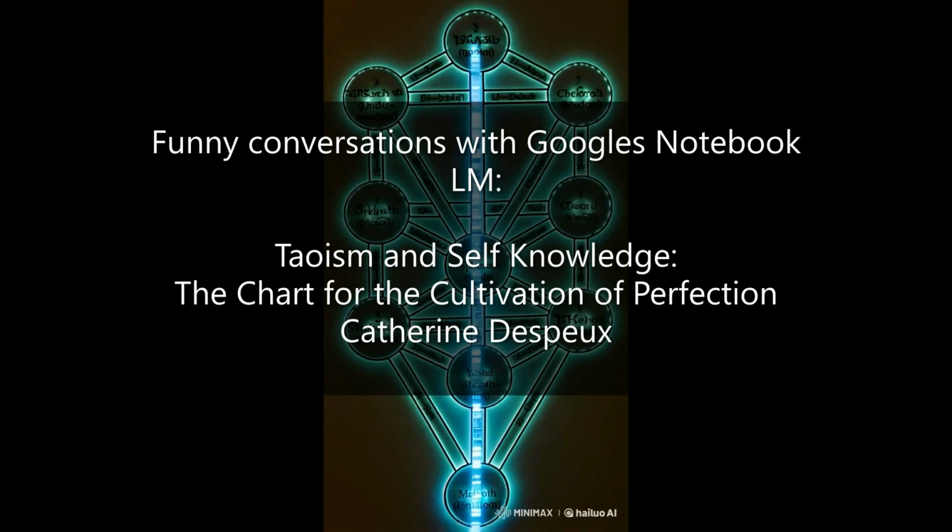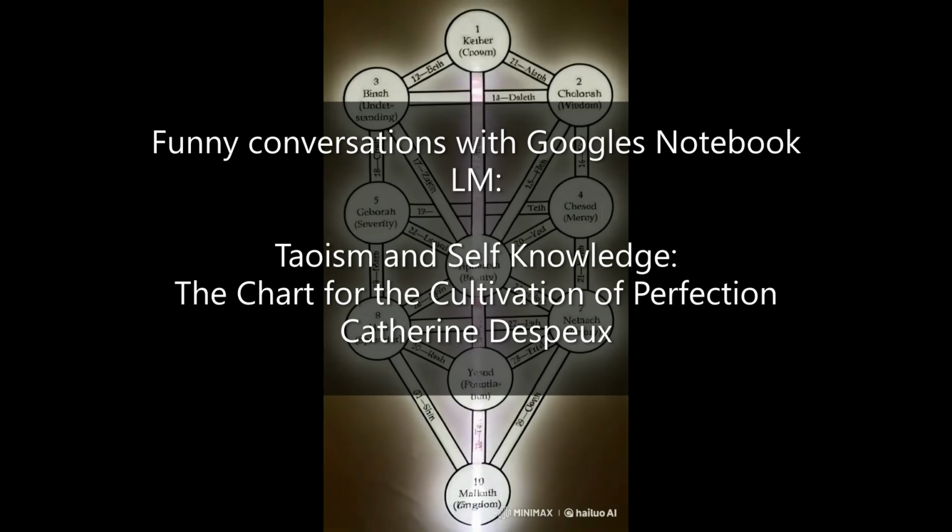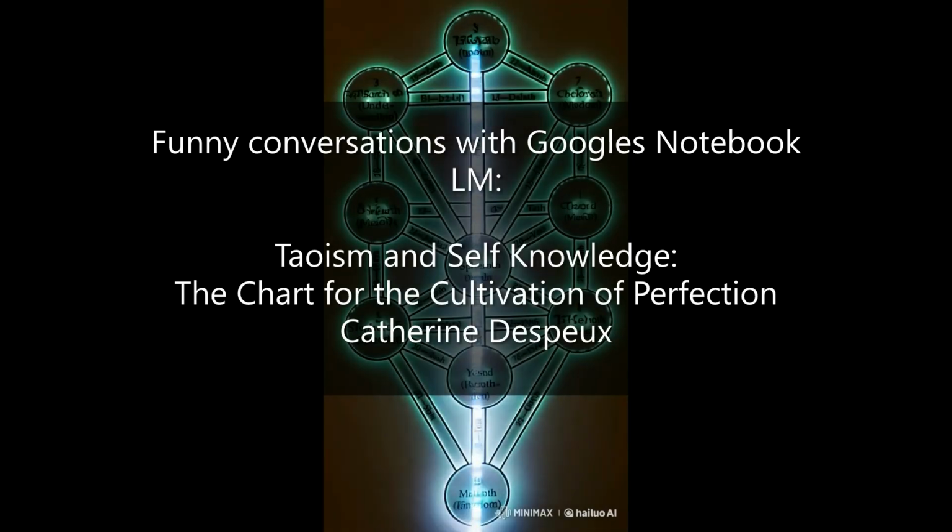So we left off talking about how the chart for the cultivation of perfection includes the gallbladder. Right. Which isn't something you typically see in traditional Chinese medical texts. You mentioned it connects to the north direction and this turtle snake deity.